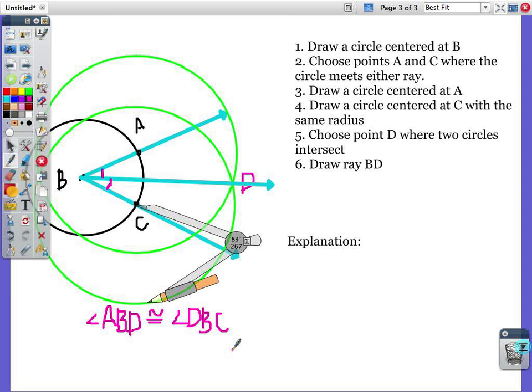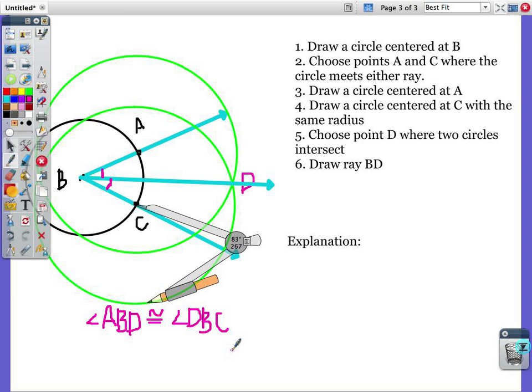CPCFC, something like that. Yeah, you will use CPCFC. What does that mean? CPCFC says corresponding parts of congruent figures are congruent. Now, before you can use that, you have to have congruent figures, like side angle side.